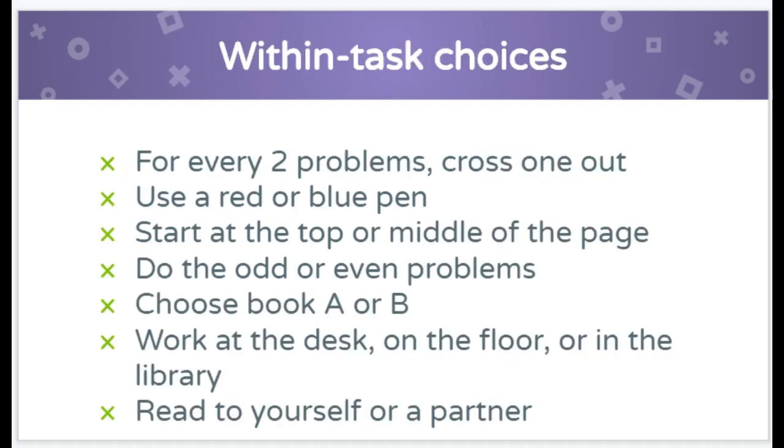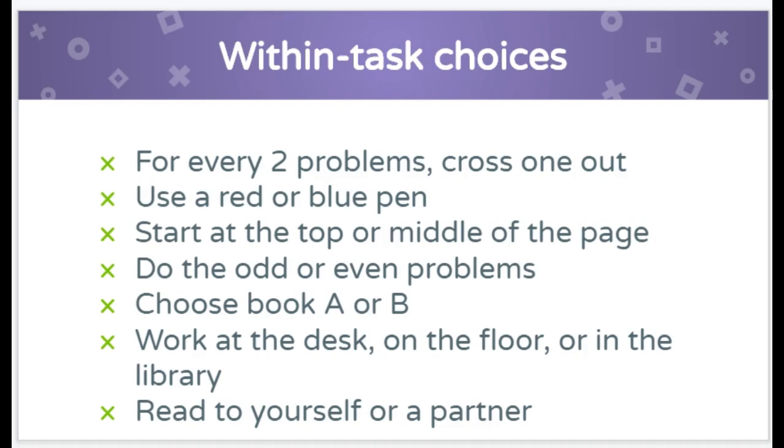When I look at some options for within-task choices, everybody has to complete a set of math problems, but within those math problems that everyone has to complete, maybe for every 2 problems you complete, you can cross one out. Maybe the student's choice is you can use a different color pen, or maybe students can choose if they want to start at the top or the middle of a page. And maybe they're just going to do odds or evens. Maybe they're going to solve any 3 problems they want within a page, and if those problems are solved correctly, then they can skip the rest of them.